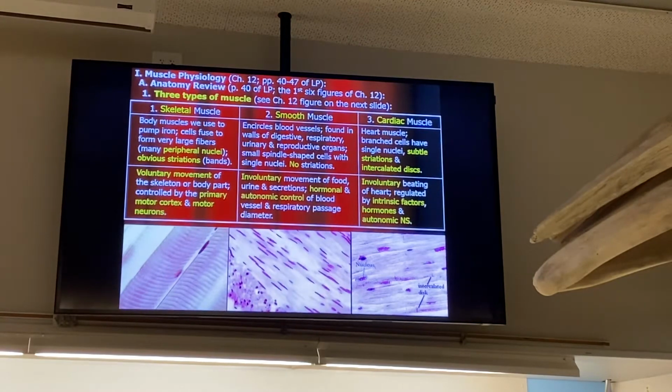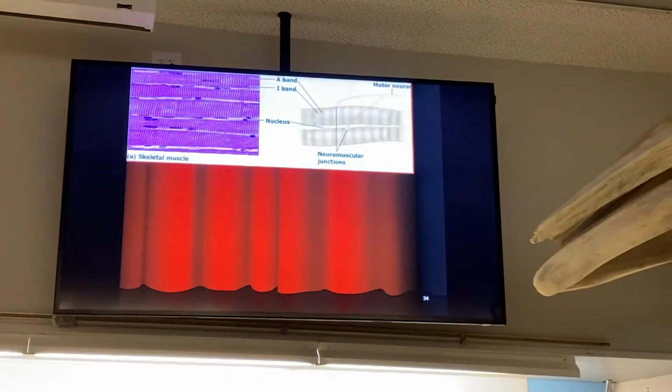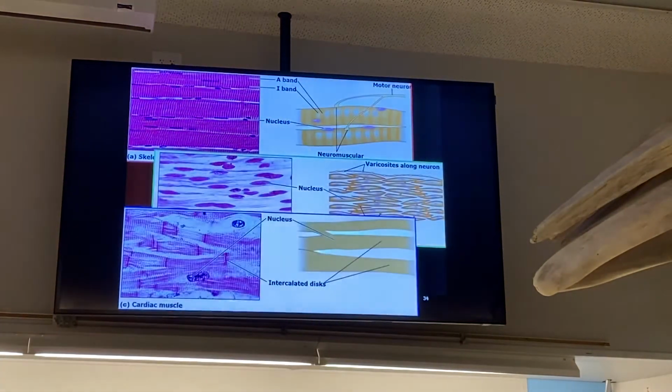Skeletal muscle is both voluntary and involuntary. So from your textbook, just a reminder of the anatomical differences.